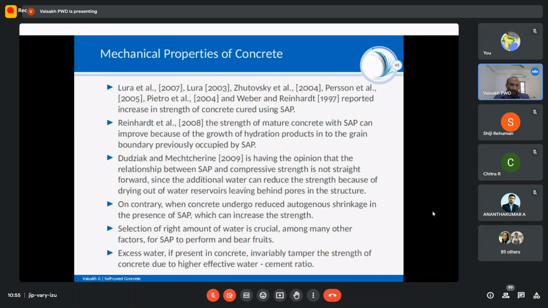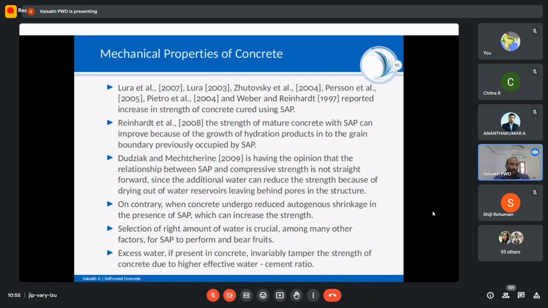Because when you observe the mechanical properties of concrete over a period of time, earlier researchers say that the concrete has inferior properties or no improvement. But later on, researchers are reporting that significant improvement can be made in the strength and durability of concrete in the case of concrete cured using superabsorbent polymers.